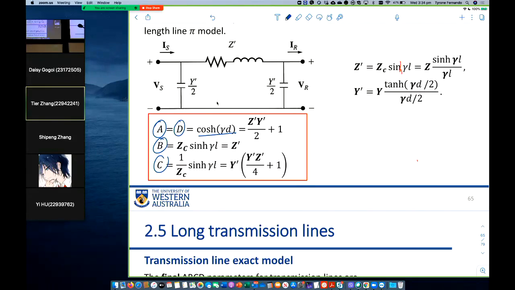Even expressing A equal to cosh gamma D, expressing that as Z dash Y dash on 2 plus 1, just try it out at home if you have some time. Try it out. So that's it.